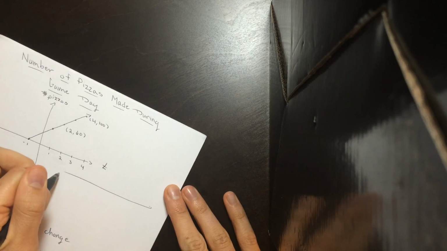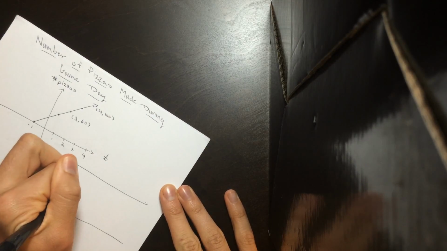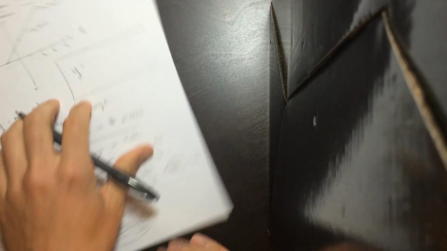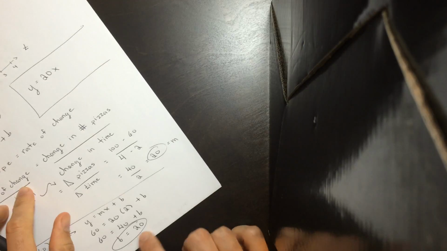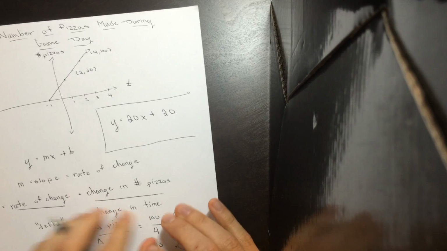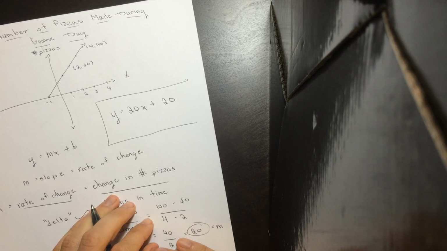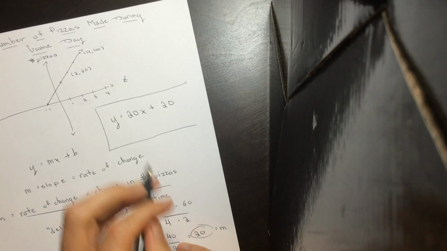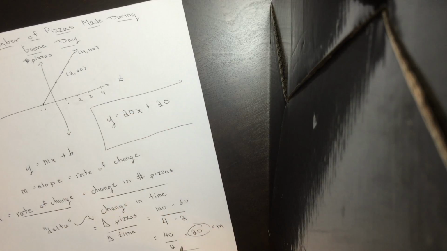So the equation of this line here is y is equal to mx plus b. M is 20, so 20x plus b is 20. There we have it. So what this says is the pizza shop will make 20 pieces per hour, and at hour 0 there are already 20 pieces made.